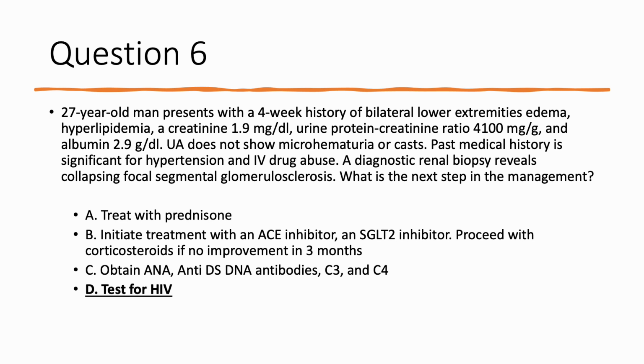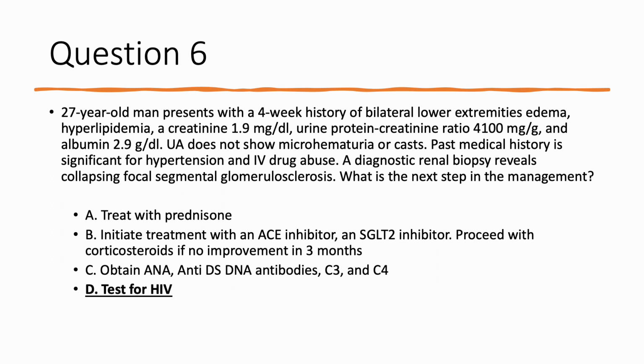The answer is test for HIV. Now, this patient has many features that can make us think of HIV nephropathy. The patient has nephrotic range proteinuria, so over 3,500 milligram per gram. The patient has hyperlipidemia, has elevated creatinine, has bilateral lower extremities edema. He has history of IV drug abuse, okay?